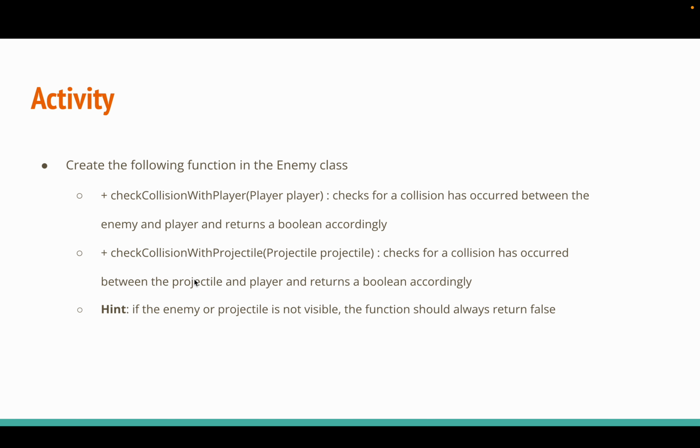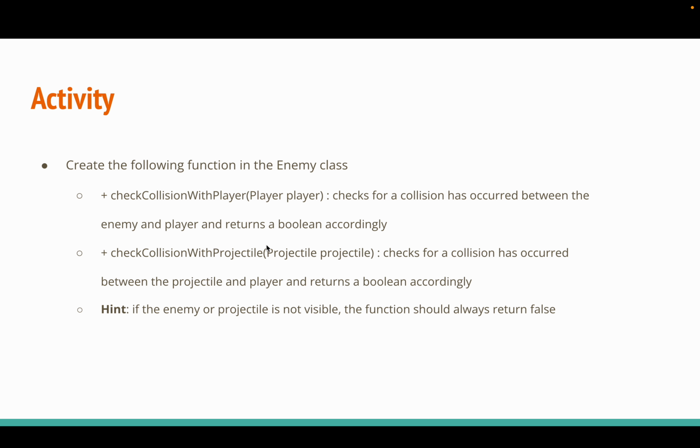All right, with this being said, let's go into an activity in the enemy class. You're going to create two functions in the enemy class. First, checkCollisionWithPlayer, which checks whether a collision has occurred between the enemy and a player and returns a boolean accordingly. Either it has or it hasn't collided. You'll also have checkCollisionWithProjectile, which is the same thing, but with a projectile. And a hint: if the enemy or projectile is not visible, the function should always return false.